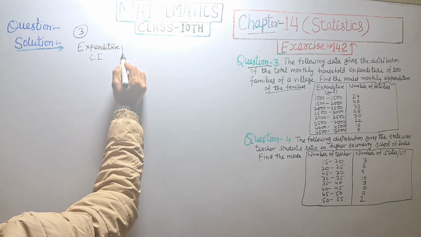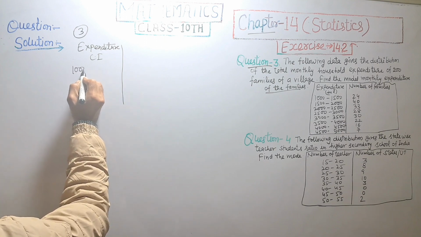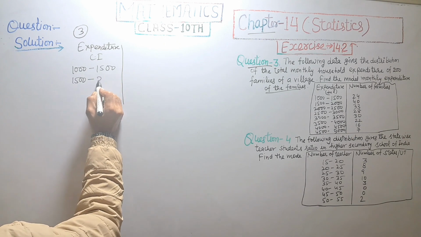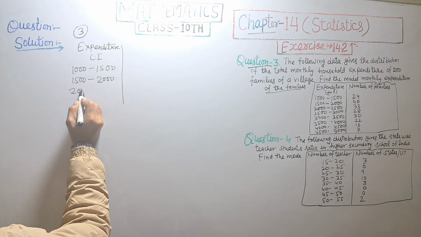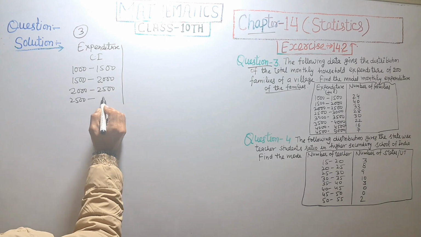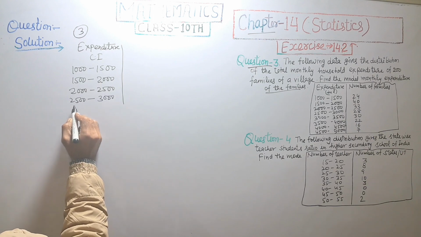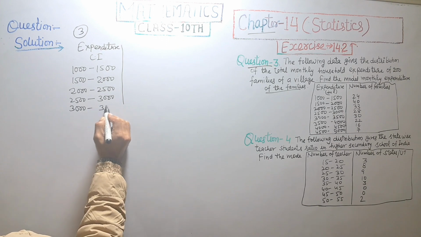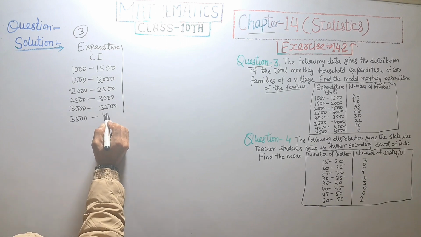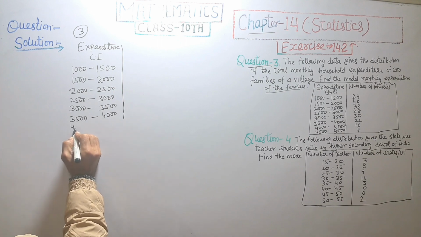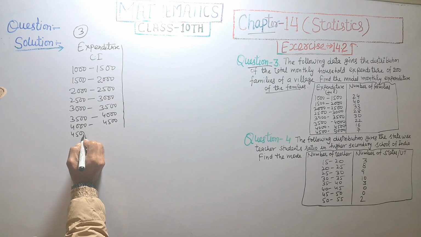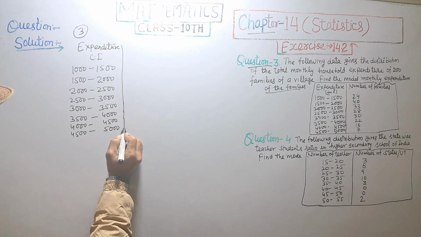That is class interval: 1000 to 1500, 1500 to 2000, 2000 to 2500, 2500 to 3000, 3000 to 3500, 3500 to 4000, 4000 to 4500, 4500 to 5000.